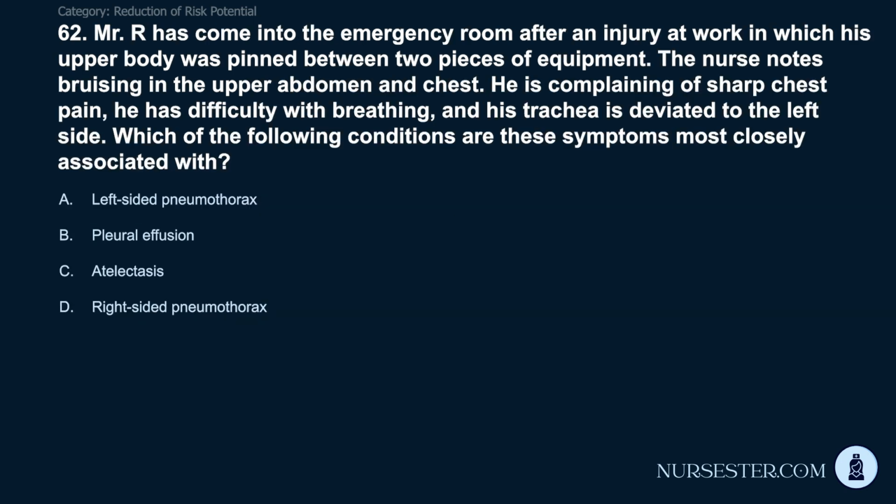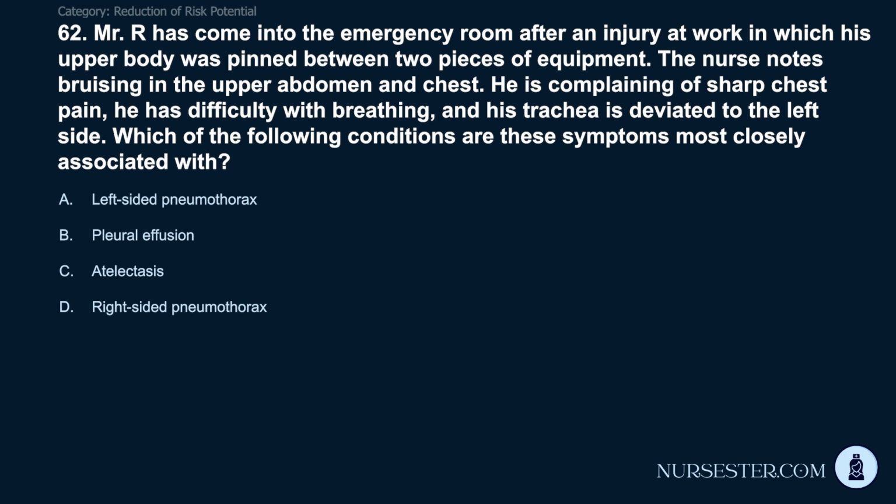62. Mr. R has come into the emergency room after an injury at work in which his upper body was pinned between two pieces of equipment. The nurse notes bruising in the upper abdomen and chest. He is complaining of sharp chest pain. He has difficulty with breathing, and his trachea is deviated to the left side. Which of the following conditions are these symptoms most closely associated with?